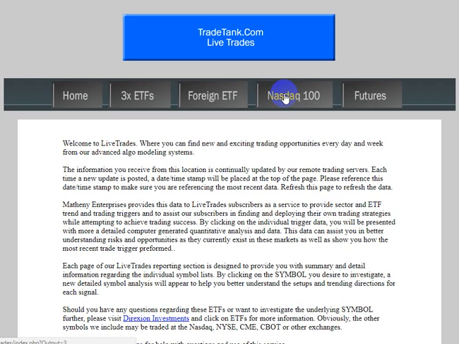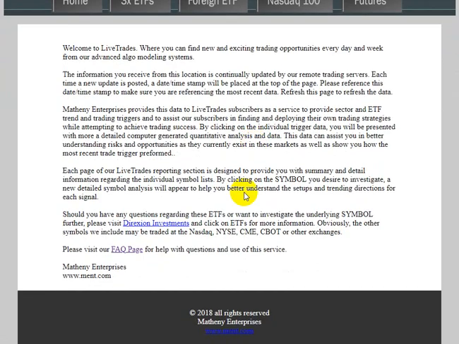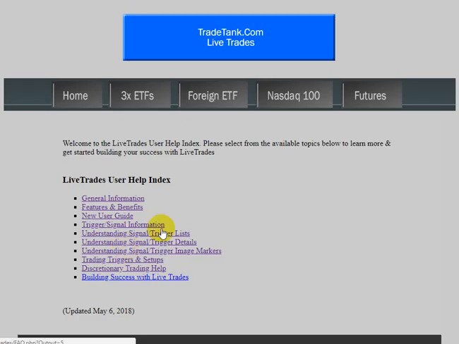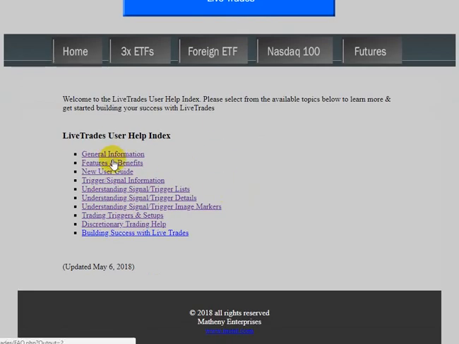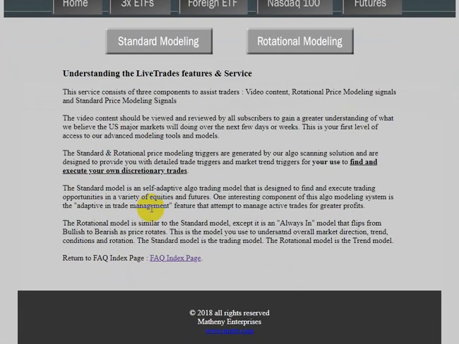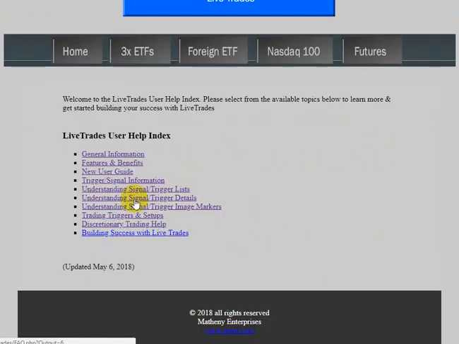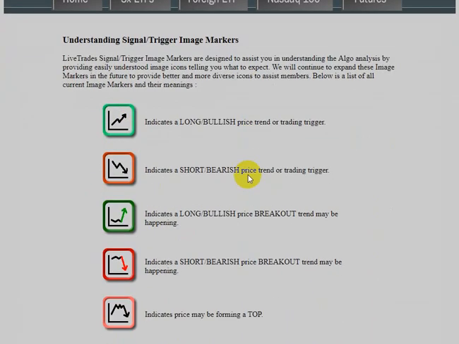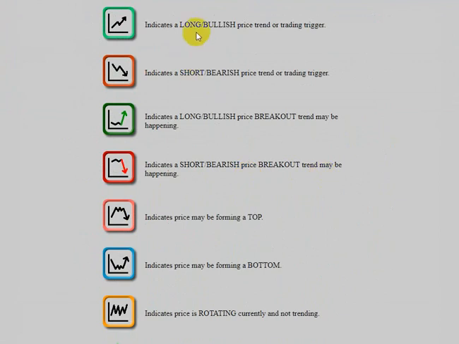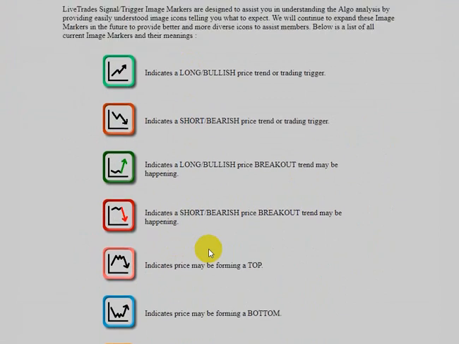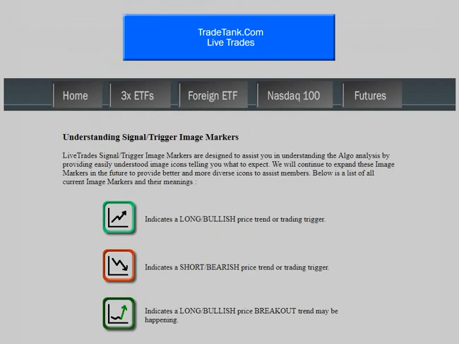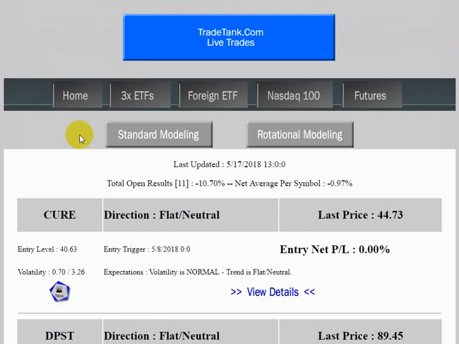with these strategies. As we move through, you can see I've created a series of help pages, which gives you the ability to take a look at different features and functions. You also have the ability to see the trigger signals and image markers that are used by the system to present visible and visual opportunities for each trader. They're very clear, very simple, very organized. And what we're going to do right now is take a look at the two separate modeling systems.